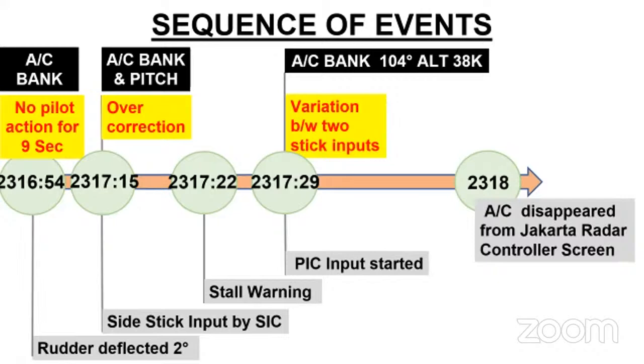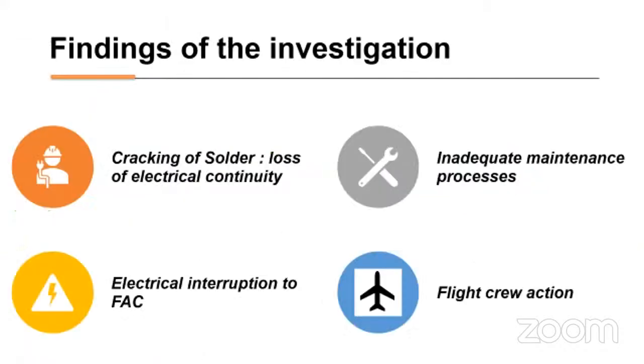At 2317, the pilot in command's side stick input got initiated, but there were variations between the 2 side stick inputs. At 23:18, the aircraft disappeared from the Jakarta radar control screen. Later on, it was discovered that the aircraft crashed into the Java Sea with no survivors. Post-investigation, the following were found to be the reasons behind this crash.